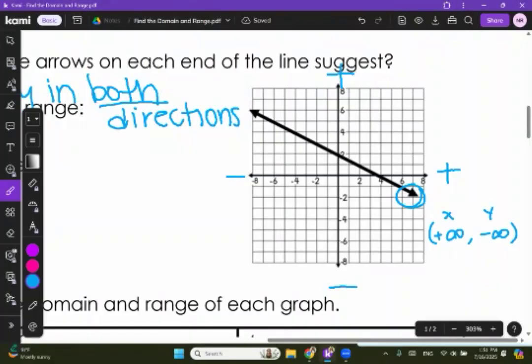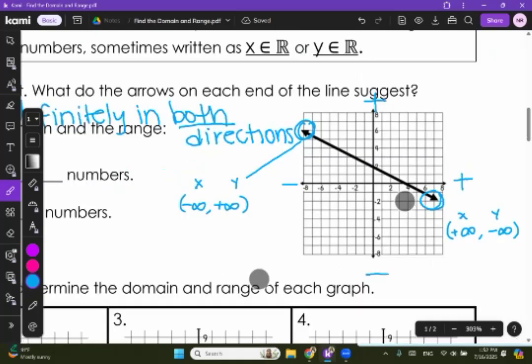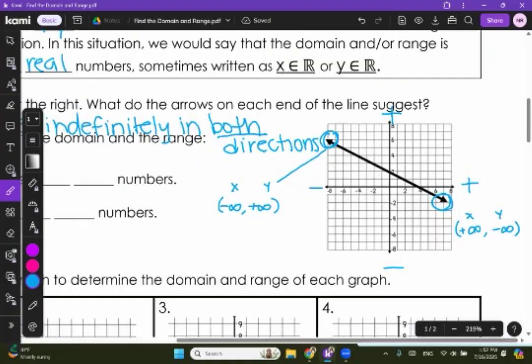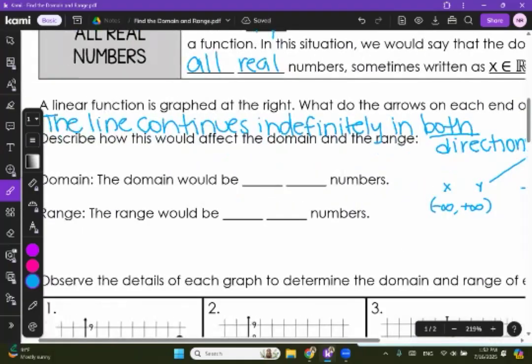Okay. For this arrow over here, though, I'm going to just put it over here. We're going this way. We're going to the left. And to the left, we have our negative x values. But if we're going up, we have our positive y values. So positive infinity. Okay. So the domain for this would be all real numbers. Once again, you can also write it this way. The range would also be all real numbers.